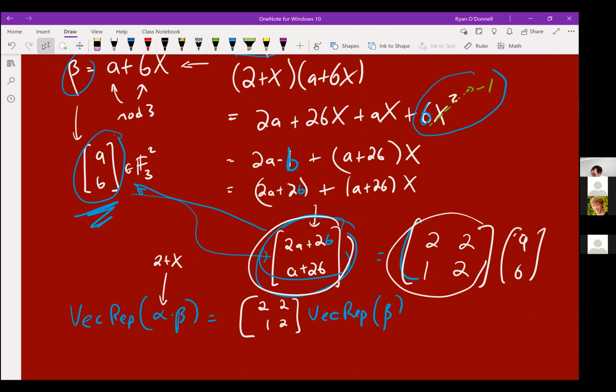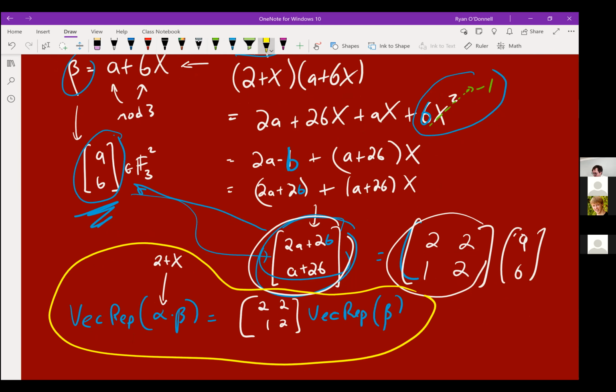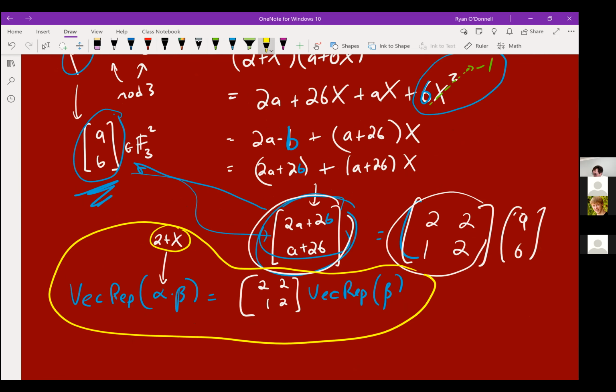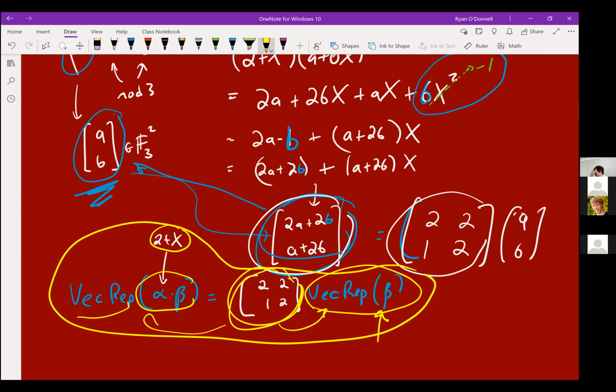So in the end, if you're really obsessed with this particular field element, 2 plus x, you really want to know: if I got the vector representation of some element beta, and I wish I had the vector representation of 2 plus x times beta, how could I get it? Luckily, you do a matrix-vector multiply. You multiply this matrix against this vector, and you get the result. So the question is asking you to make sure this always happens, for every value of alpha in every field.